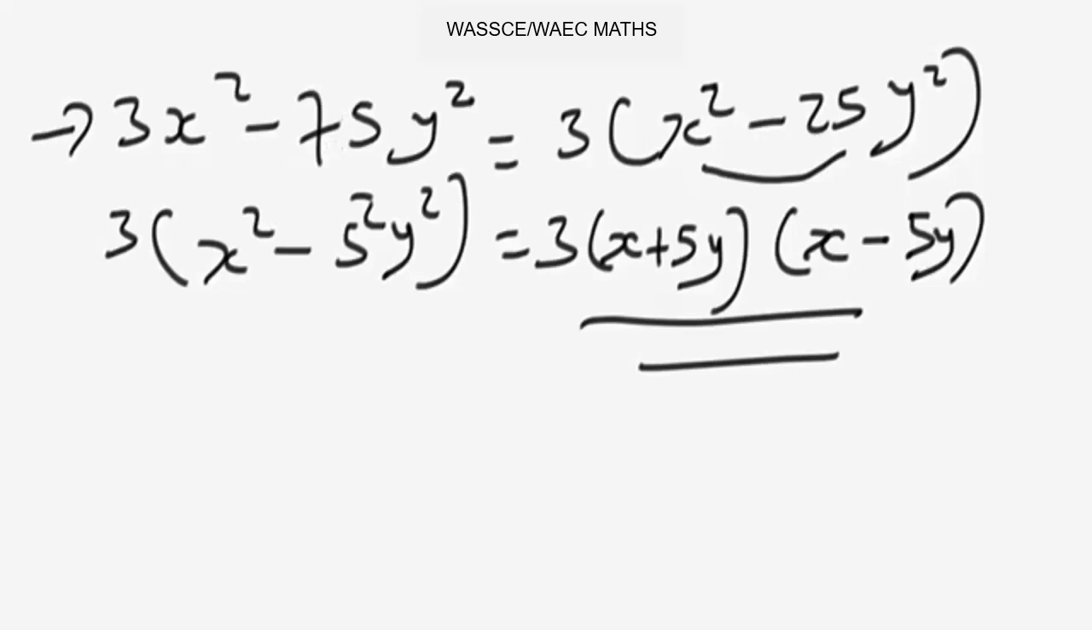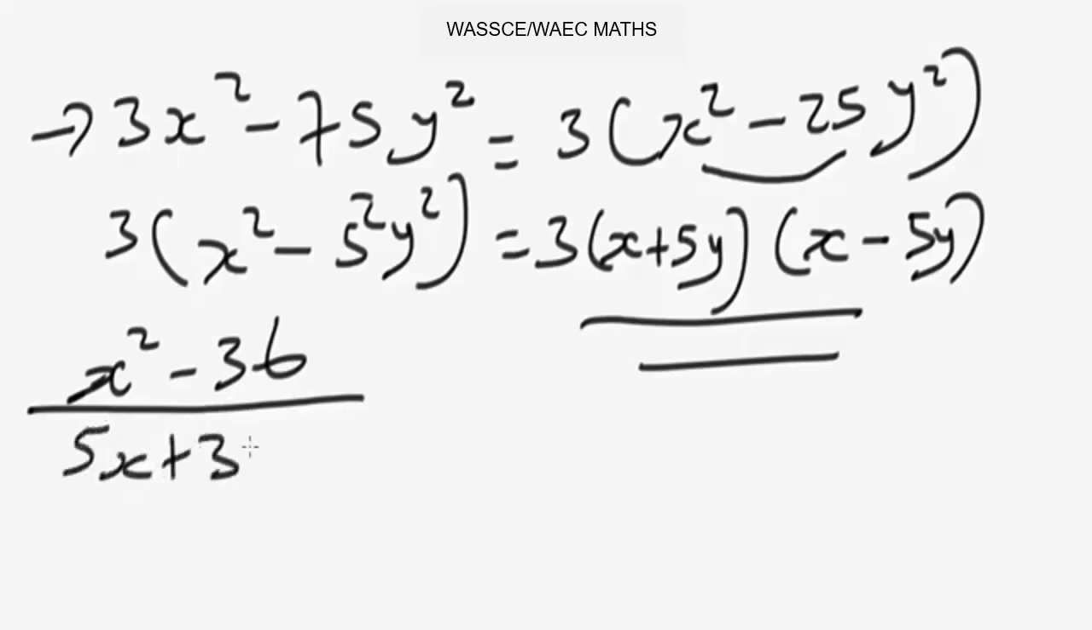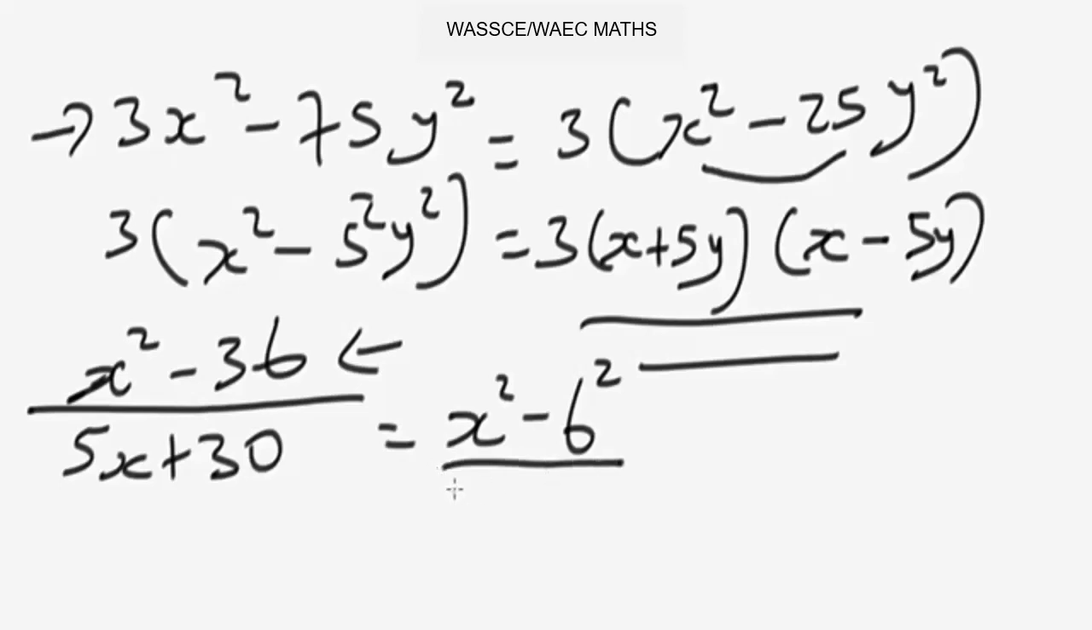Let's say we are given something like this. This one is in fraction now. Let's say we have x square minus 36 over 5x plus 30. I have to simplify this algebraic expression. So firstly, you can see that at the numerator, you're going to apply difference of two squares to it. So the numerator is the same thing as x square minus 6 square. All right, so 6 square will give us 36 over 5x plus 30.